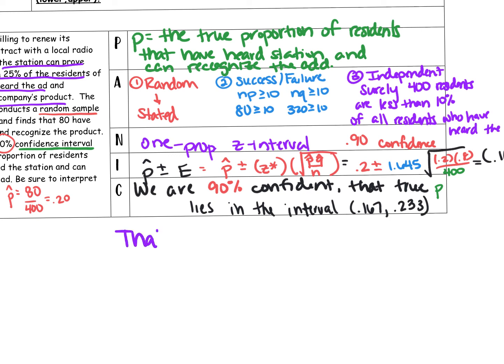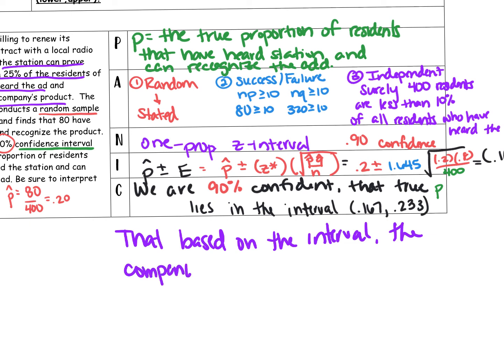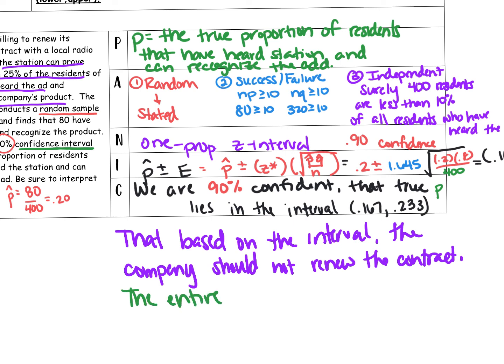that based on the interval, the company should not renew the contract. Why should they not renew the contract? Well, the entire interval is below 25%.